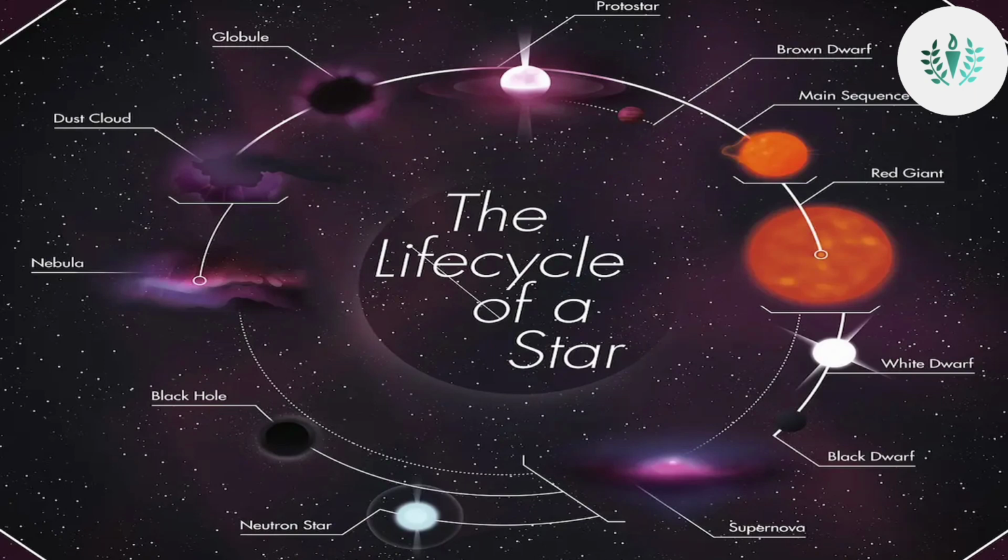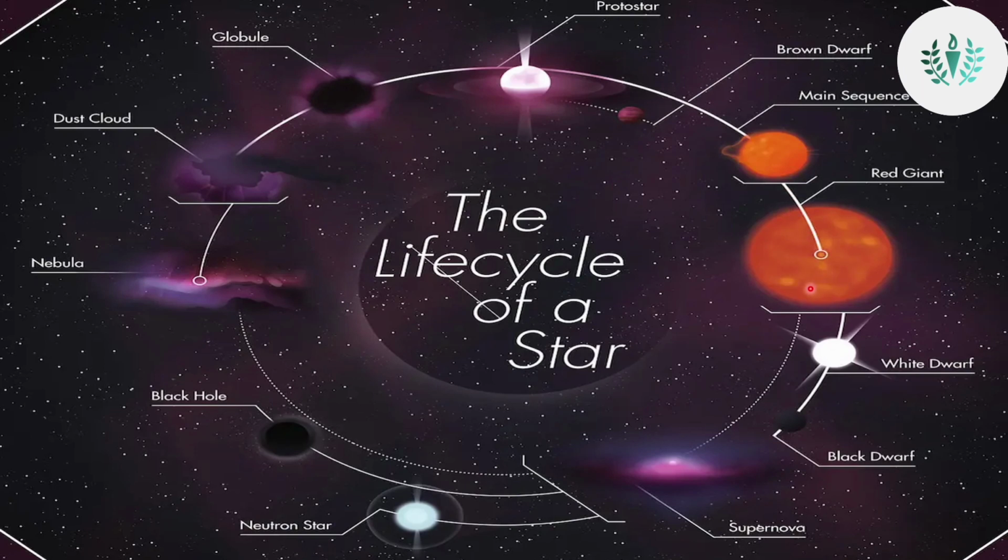Here you can see the path of formation of a star. It all starts from a nebula, which becomes a dust cloud, and after that it is converted into a protostar. A protostar can then convert into a brown dwarf, or it can follow the path to become a red giant. A red giant has further fates ahead.